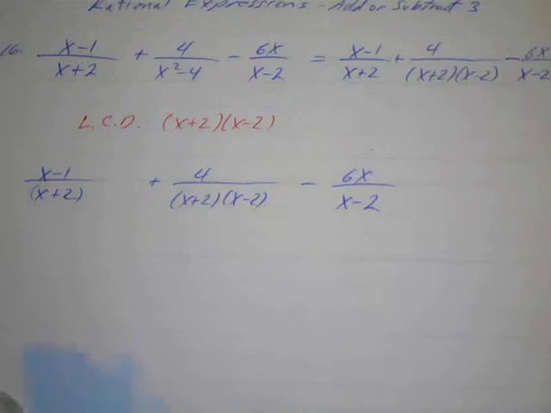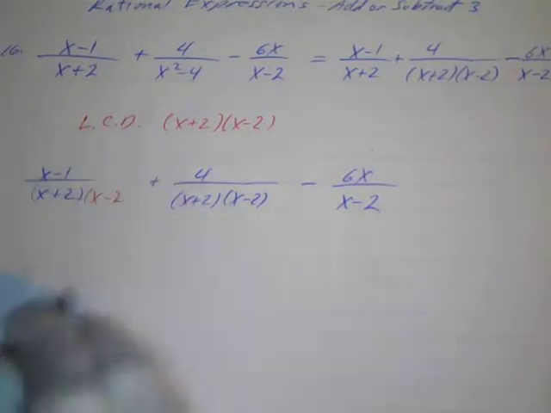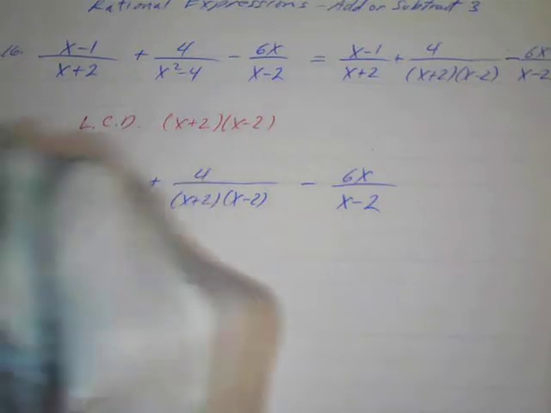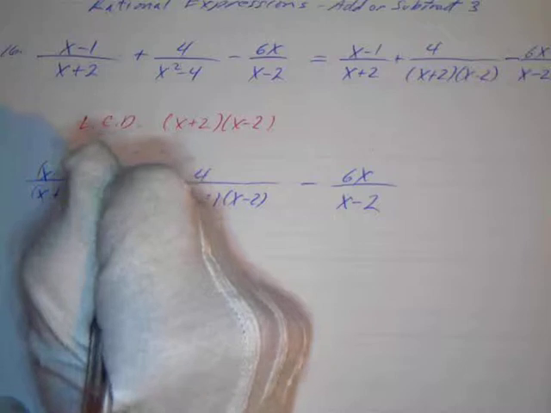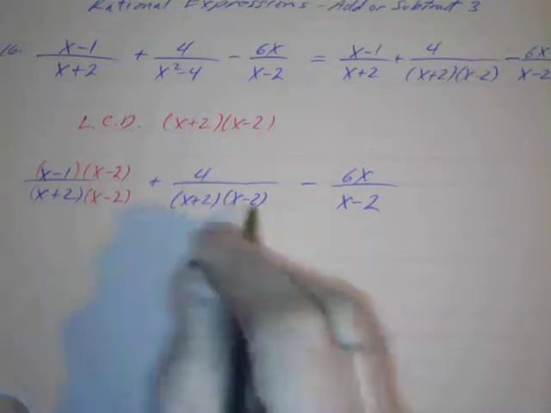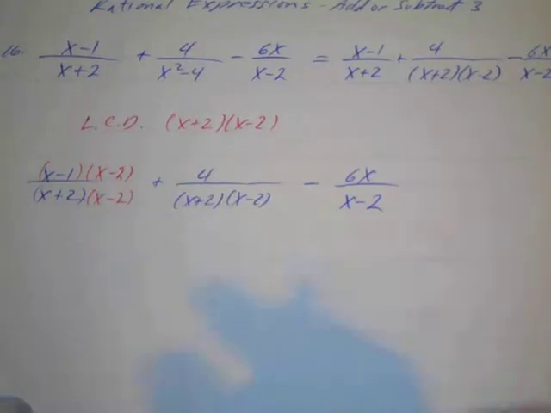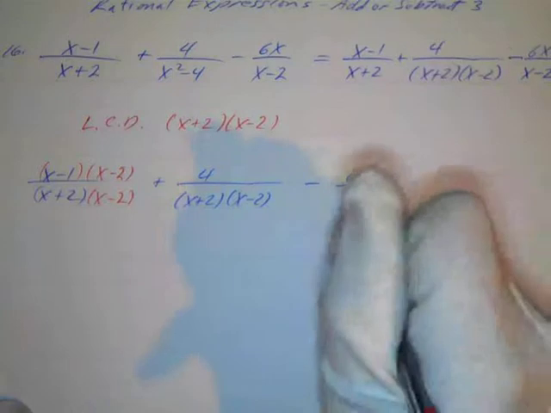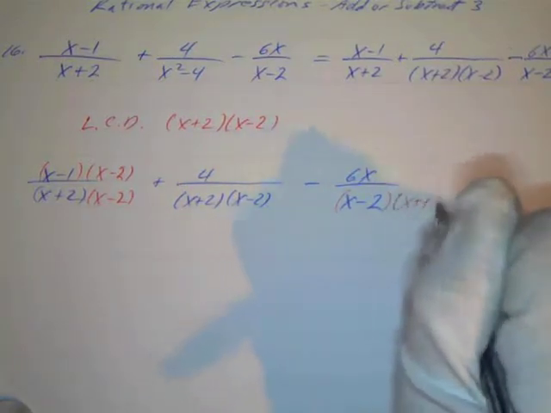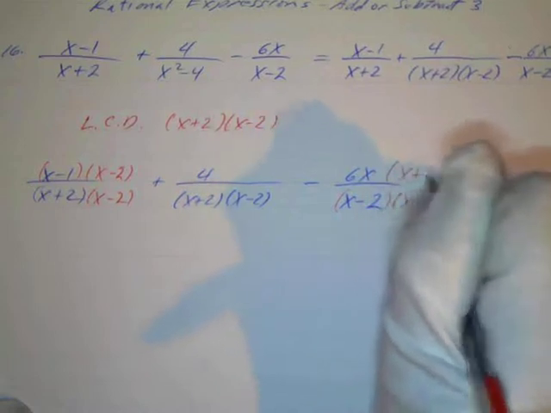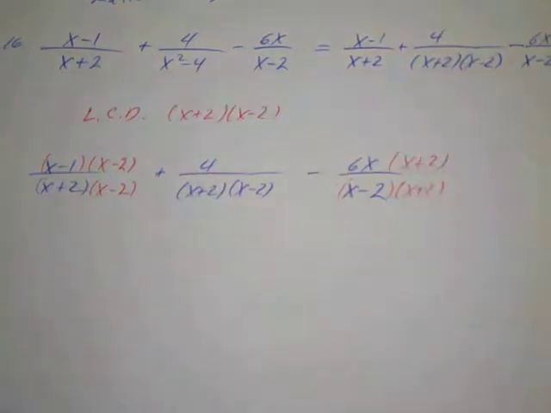And if I look at my LCD, what am I missing here? I'm missing an x minus 2. So I have to multiply the top and the bottom by x minus 2. So add parentheses there, x minus 2. Over here, I'm all set. I've got my common denominator, so there's no problem there. And here what I need is an x plus 2, x plus 2, x plus 2. All right.